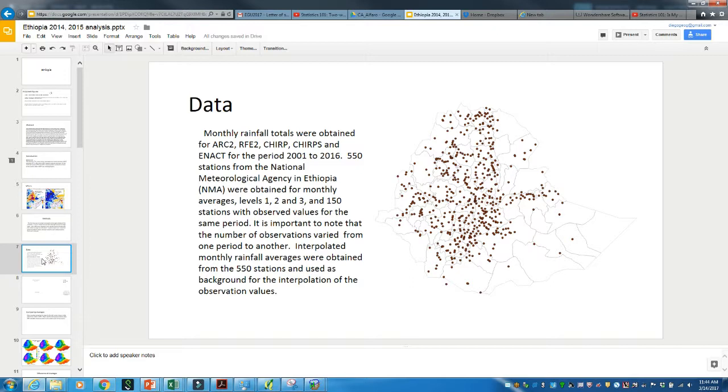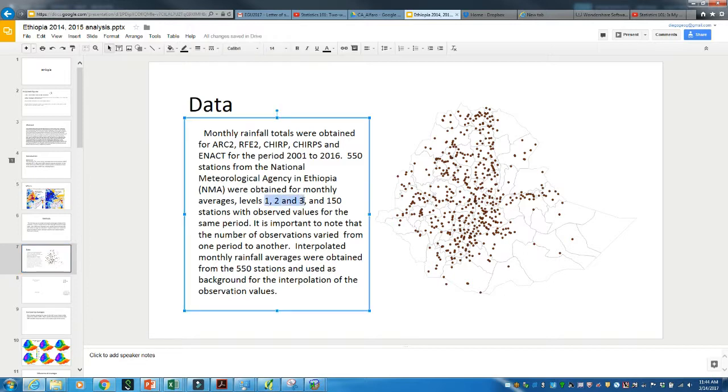So the first thing was collecting station means. NMA provided 900 and something stations with averages. They have different levels of quality control, so we collected only stations for levels 1, 2, and 3. These are stations with high quality control, and even though not all the stations had the same time series, we took them because that's the only thing we had. The idea was to have stations with long-term averages, but not all of them have the same length of time series.